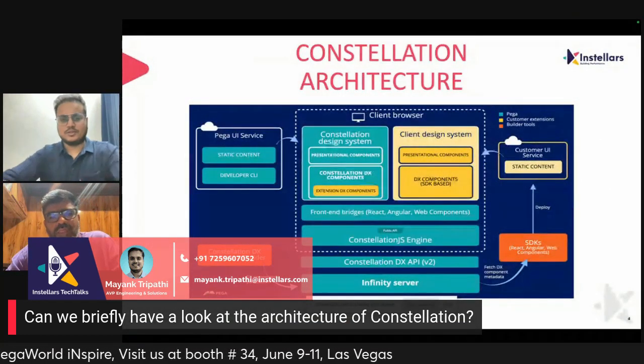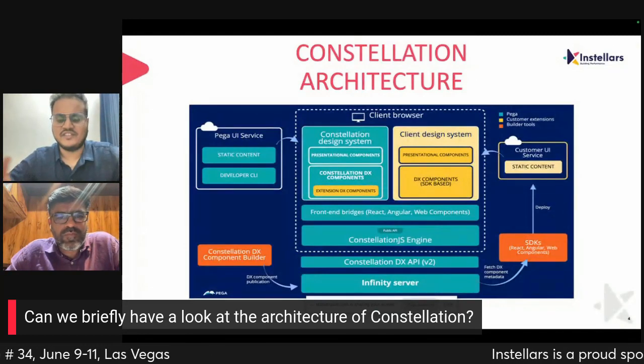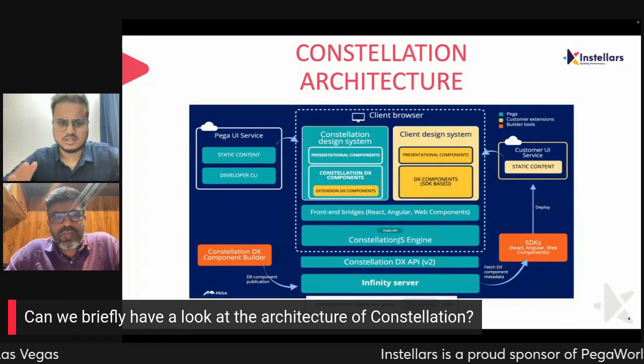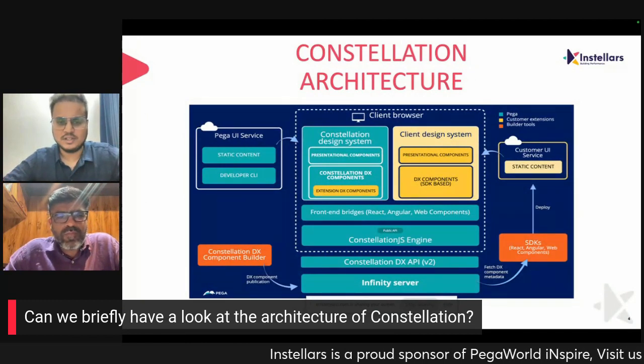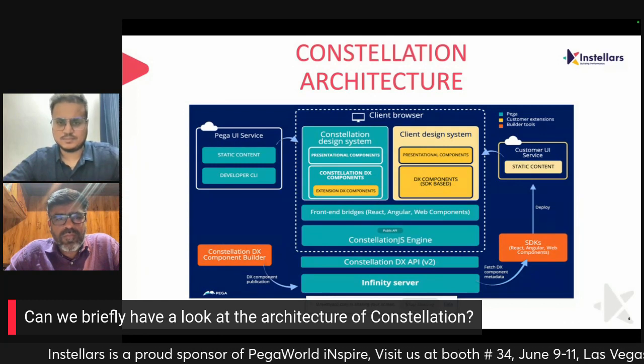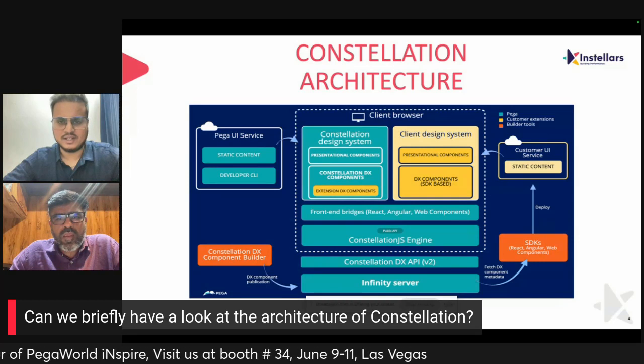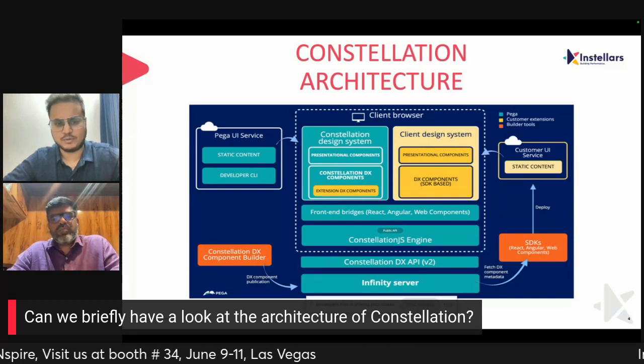Okay, so basically I was saying this particular thing is divided into three parts. Pega Infinity Server comes with one thing called the custom Constellation DX component builder, through which you can build all the components. As I told before, this entire thing follows a modular way of designing. Each module is called a component and it's based on React. So they call it a component, right?